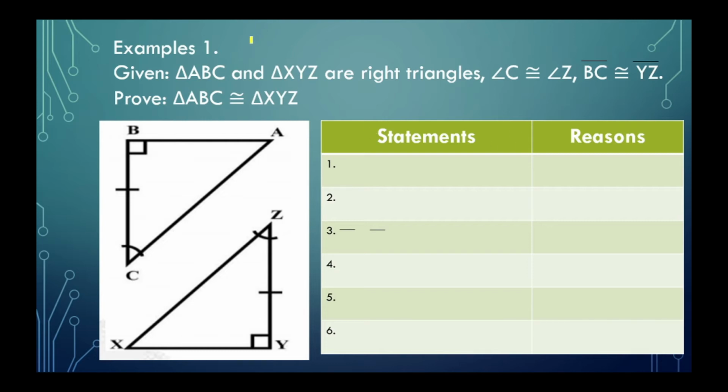So, let us have this example. Given: triangle ABC and triangle XYZ are right triangles. Another given, angle C is congruent to angle Z. Another given, side BC is congruent to side YZ. Prove that triangle ABC is congruent to triangle XYZ.